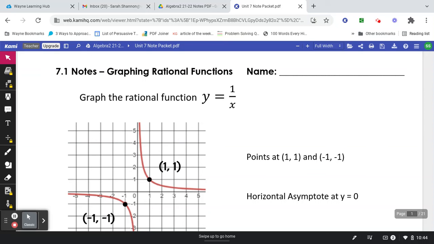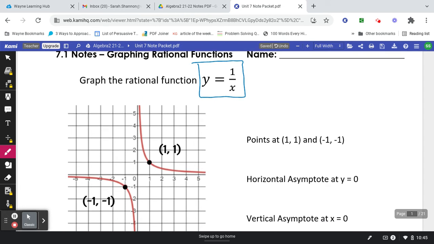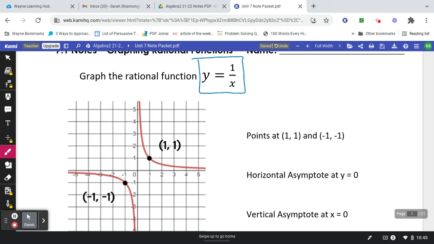Today we're going to be graphing rational functions. So a rational function is something that looks like this, y equals 1 over x. And below you can see that it has actually been graphed. There's always a point at 1, 1, as well as a point at -1, -1.